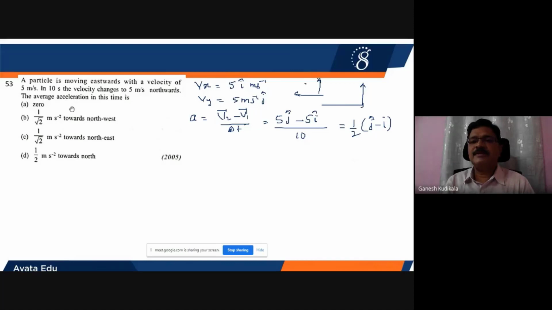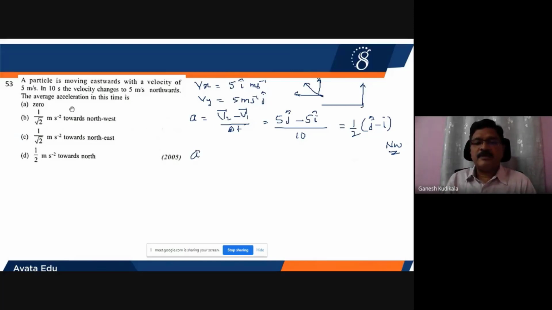Negative i plus j means it will be lying in the second quadrant. So the acceleration direction will be in the second quadrant. Second quadrant means north of west, or northwest you can call. Which option can we give? And the magnitude also you have to find out, because he has not given the value.